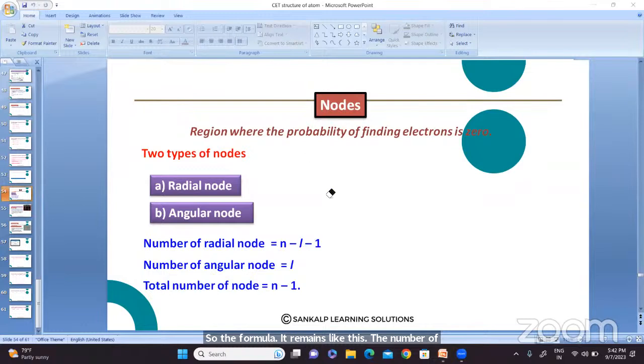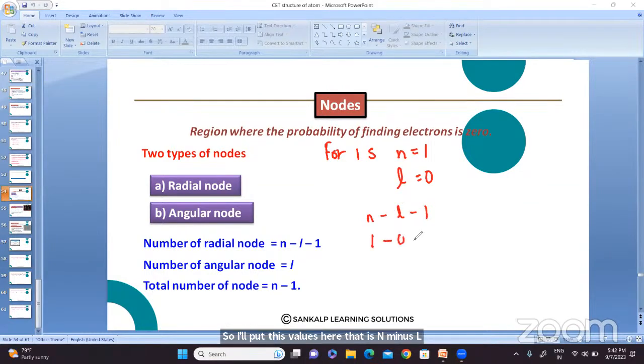So this is the formula to calculate the radial node. Suppose I have to calculate for 1s. For 1s, you know that n is equal to 1 and L is equal to 0. So I'll put these values here: n minus L minus 1, that is 1 minus 0 minus 1. This will be 0. So the probability of finding the electron is 0. Now suppose I'm finding it for 2P.